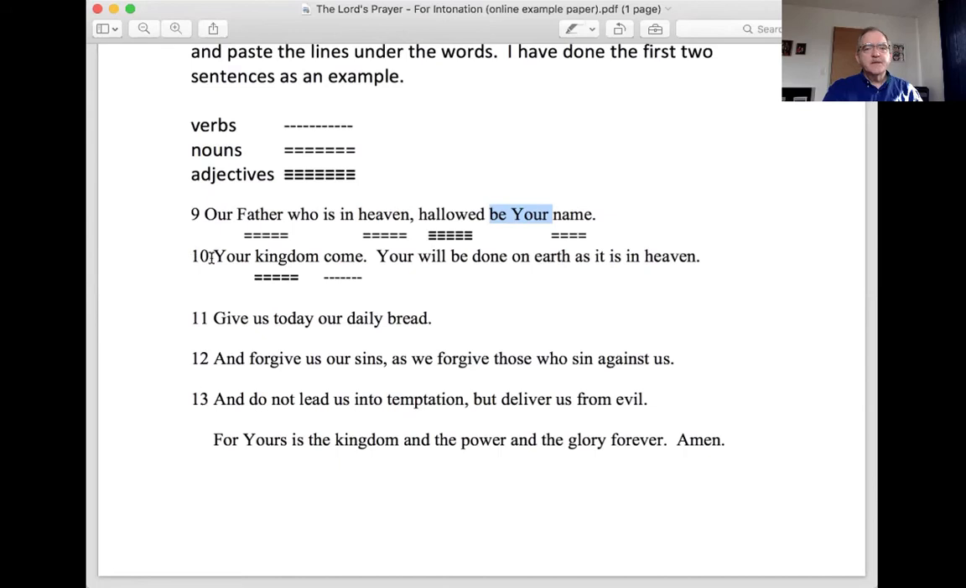Number 10, your kingdom come. So kingdom is a noun, it's loud. Come is a verb, it's less loud. Your kingdom come.